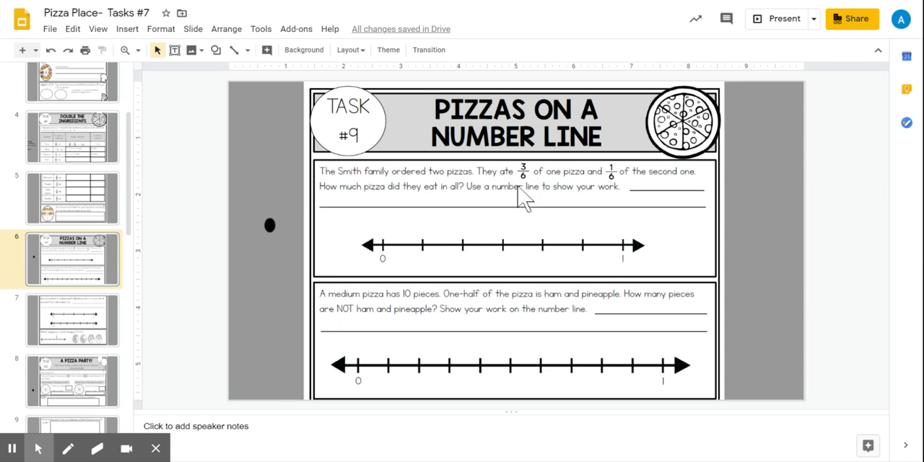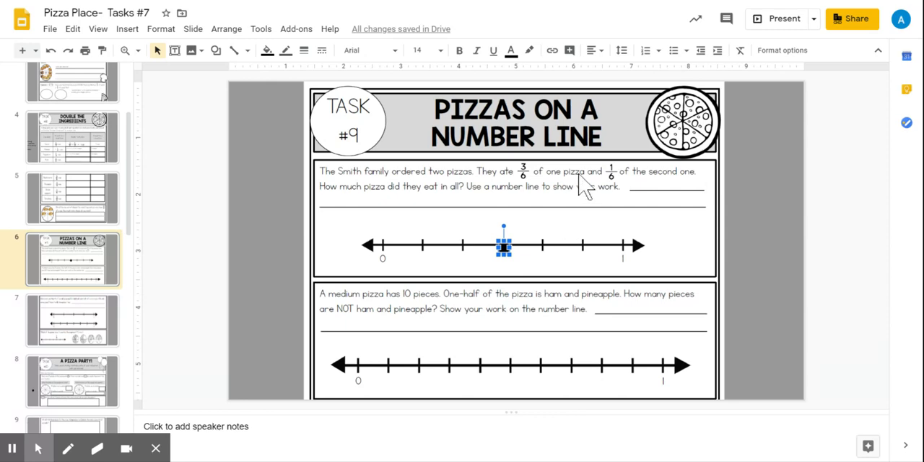So first they ate 3/6 of one pizza. So let's make sure that we have this number line divided in 6. So you start at your 0 and you jump 1, 2, 3, 4, 5, 6. So it is divided into 6. So they ate 3/6 of one pizza. So here we're going 1, 2, 3. We're going to take our little dot and move it there. So 1, 2, 3. So here they ate 3/6 of this pizza.